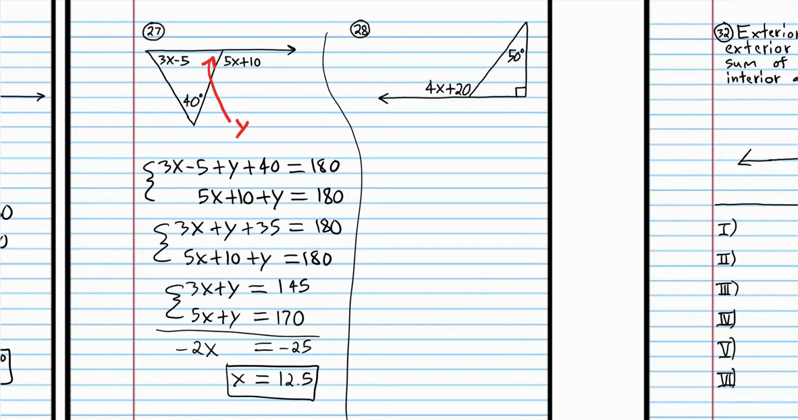This is a challenge problem, so try your best. If you get stuck, that's okay, but go ahead and attempt that problem and see what you can do. Remember, you're going to have to use a dummy variable. You're going to have to let this angle equal y. Attempt number 28. When you come back, we'll do it together.